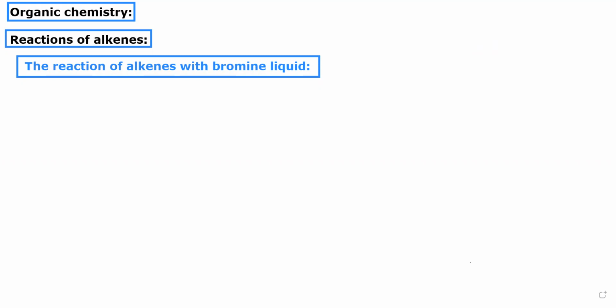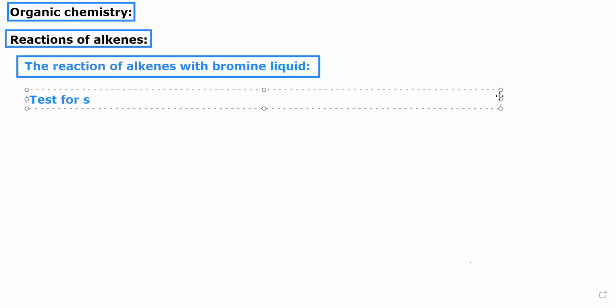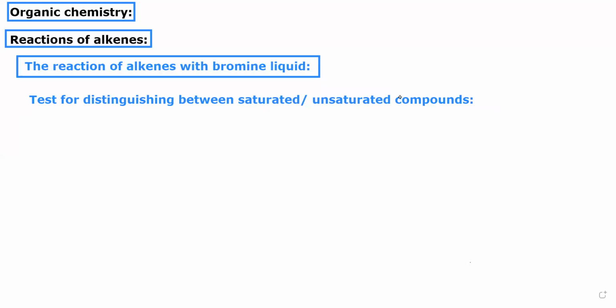So basically, this is the test to distinguish between saturated and unsaturated compounds. Okay, so here we will see how alkenes react with bromine water. This is also called the test for bromine water.